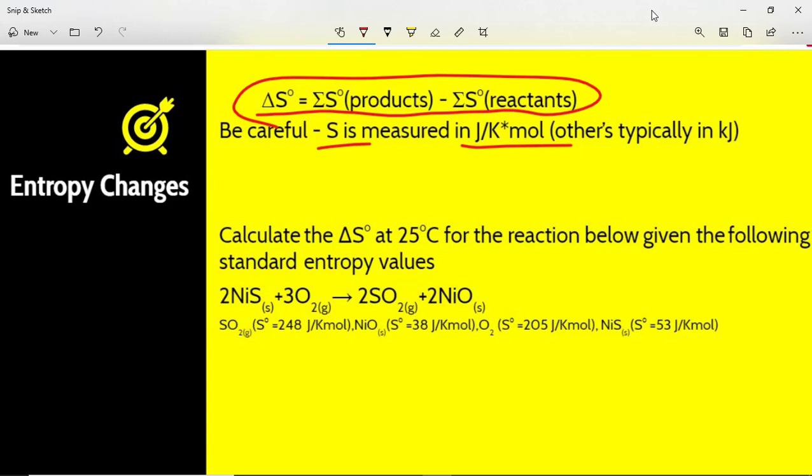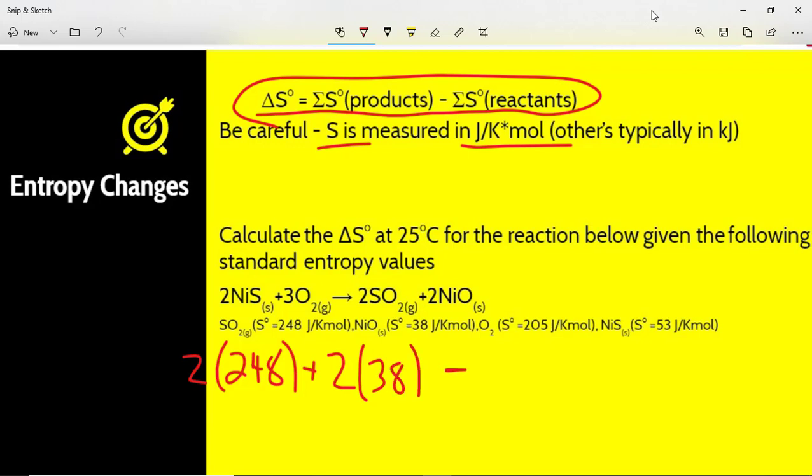So here we're going to calculate the delta S at 25 degrees Celsius for the reaction below given the standard entropy values. Now you'll always be given those just like delta H in your other AP chemistry questions. So we need to do some math here to determine delta S. So our products, SO2, we have an S value of 248 joules per mole Kelvin. Now keep in mind, we take our moles into consideration here, so we're going to multiply that by 2, added to 2 times NiO, so we got 38 here.